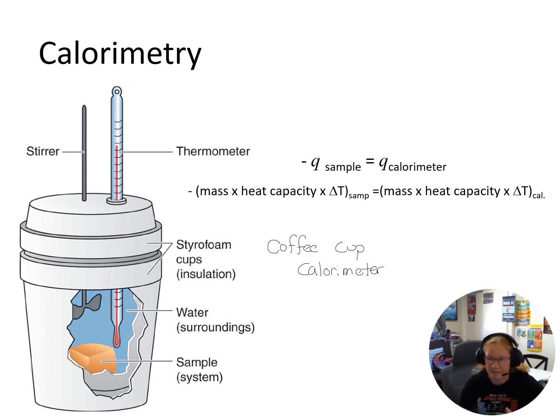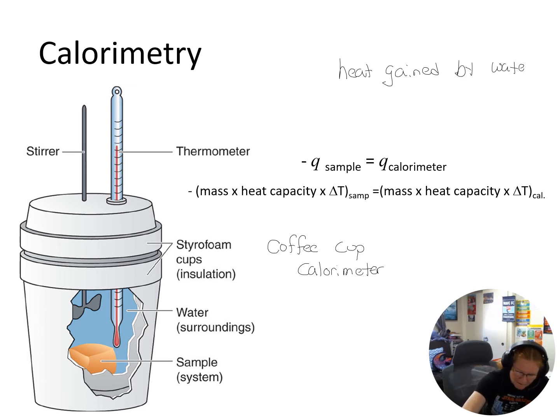So usually what's happening here, okay, is in my coffee cup calorimeter, I have water. Okay, and so I get the initial temperature of my water. I heat an object up, I get the heat of my object, and then I drop that object into the water. My object is going to cool down, and so it will get a negative Q. My water inside the calorimeter will heat up, so it gets the positive Q, because the heat gained by water is going to equal the heat lost by sample.